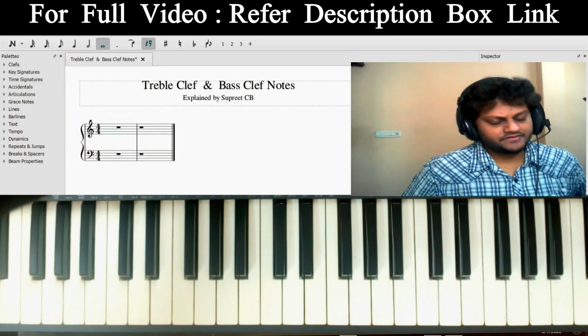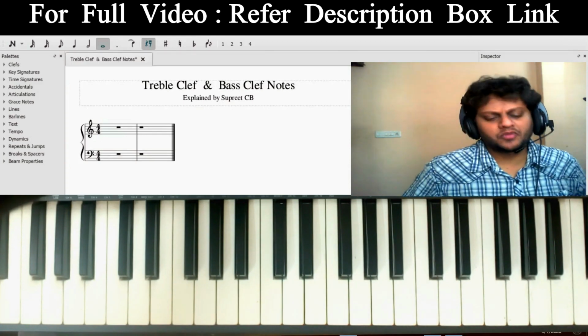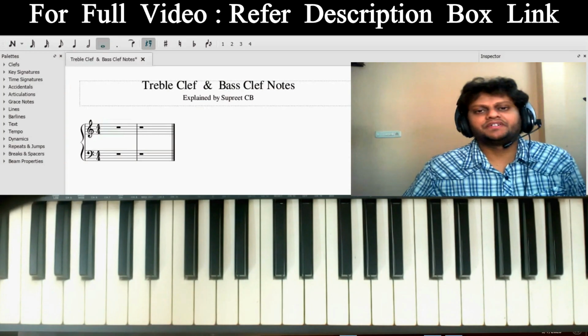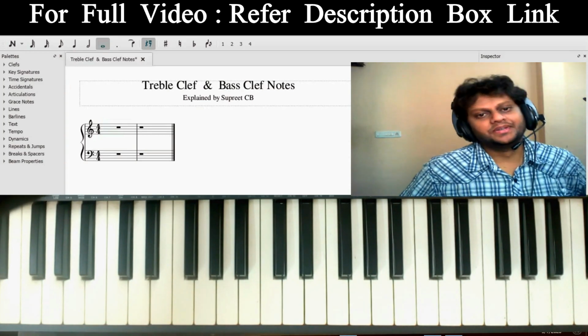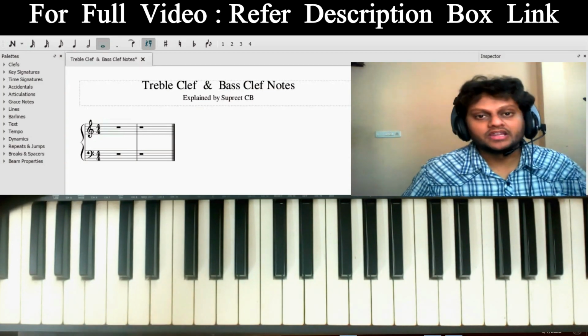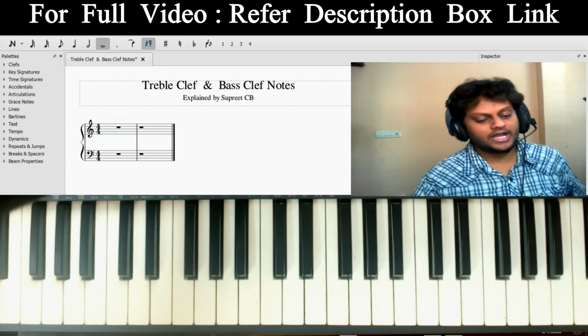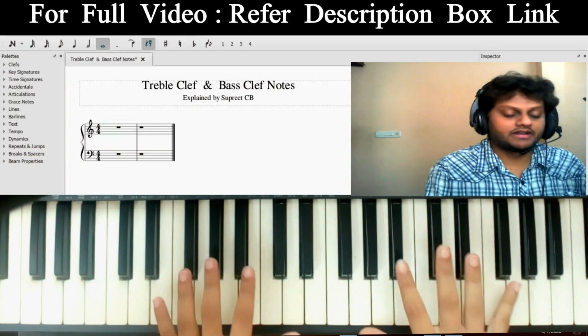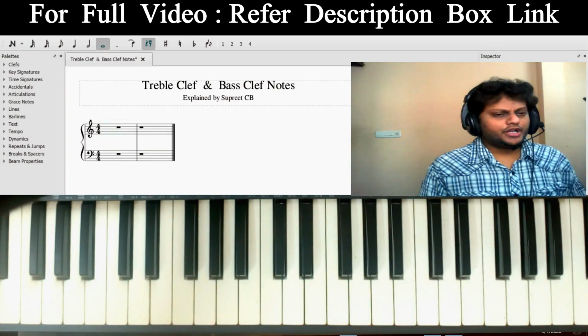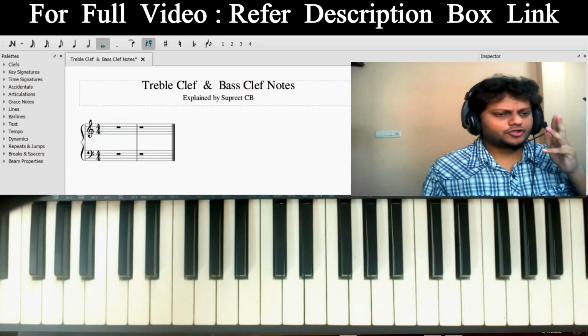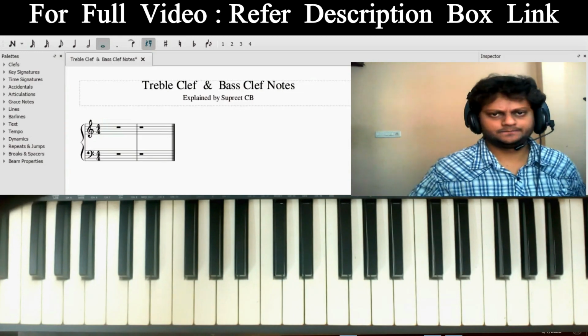In this video today we are seeing how to plot the treble clef notes of the third octave and the fourth octave, and how to plot the bass clef notes in the second octave and the first octave. Okay, now on your screen you are seeing my window, and on the other side you are seeing whatever I'm going to play on the keyboard.